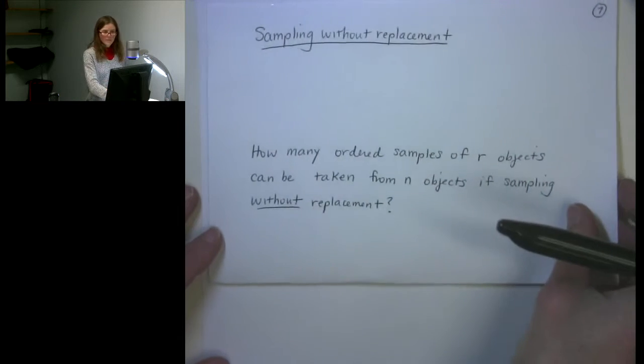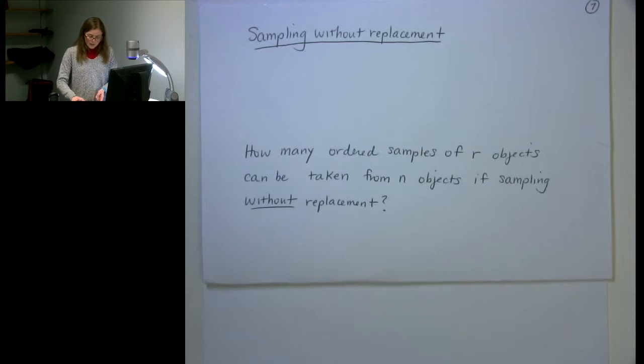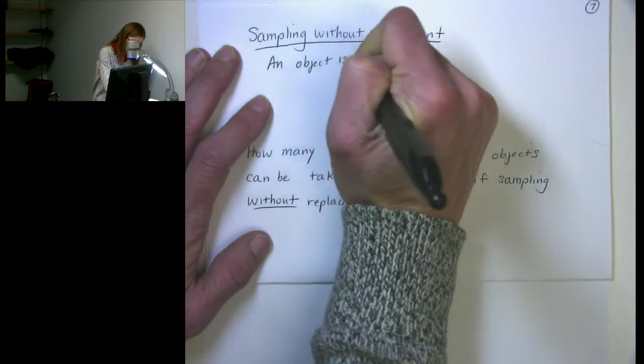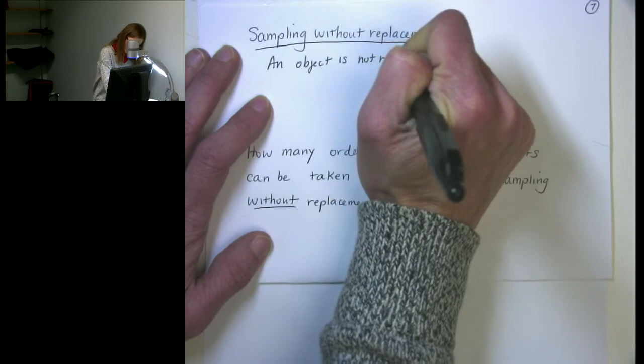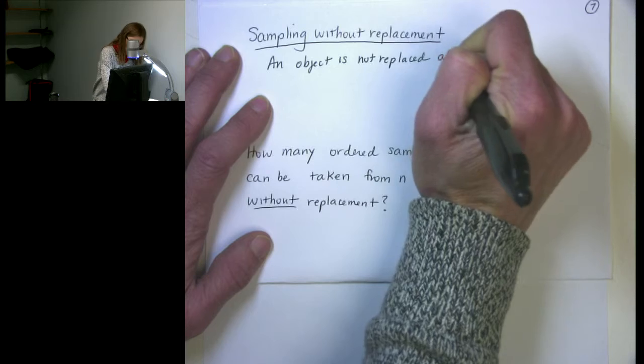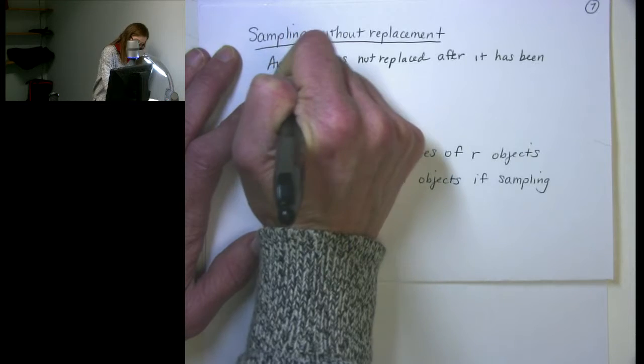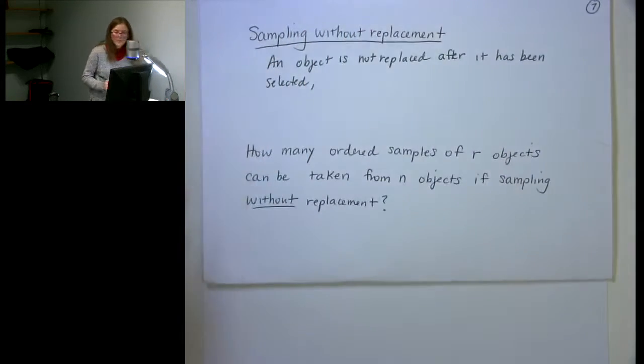Now if I'm sampling without replacement, sampling without replacement means that an object is not replaced after it has been selected, which means that each object can be selected only one time.